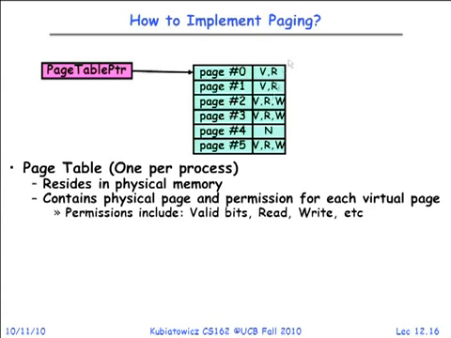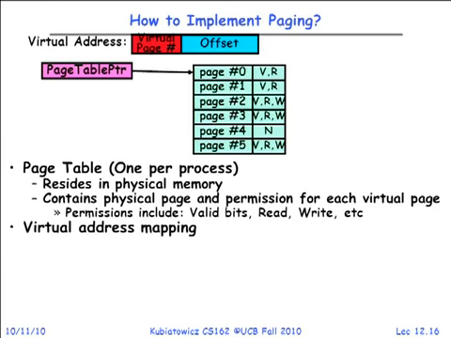How do we do translation? Well, this particular type of translation is a little bit different from the segment translation in the way that we use the offset. The offset's much easier here. The offset represents the size of a page. So for instance, if this is 10 bits, we have 1K pages. If it's 12 bits, we have 4K pages. So this is the actual offset within a page.